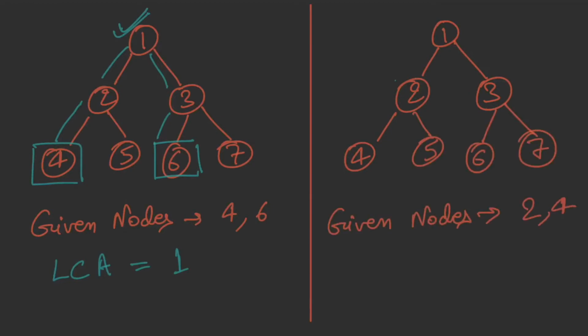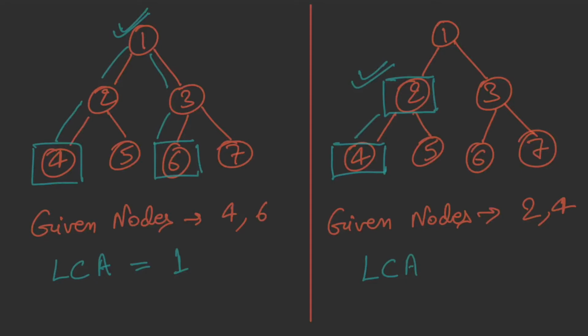Let's consider one more case in which the given pair of nodes are 2 and 4. In this case, the ancestors for 4 are 2 and 1, and for 2 it is just 1. 4 lies in the subtree of 2, hence 2 is going to be our lowest common ancestor.